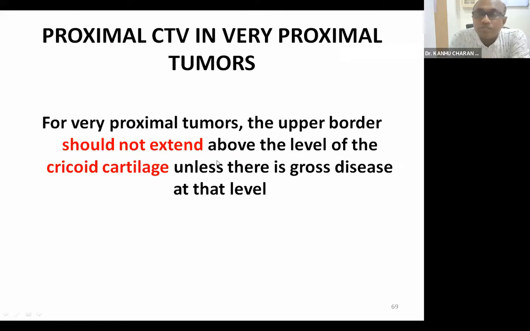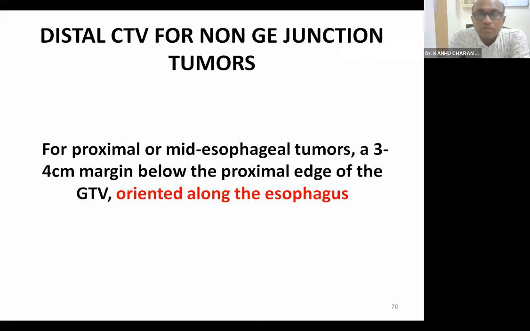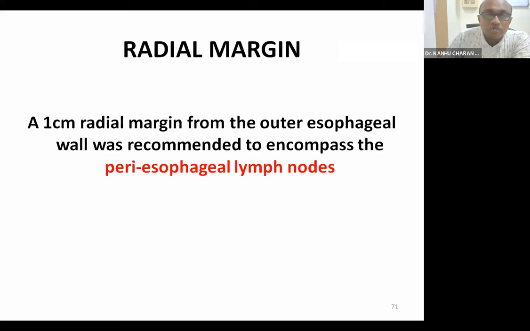Now the proximal CTV in very proximal tumors: the upper part should not extend above the level of the cricoid cartilage unless there is cricopharyngeal involvement. Suppose you are planning for a cervical or upper esophagus and you give a 3 to 4 centimeter margin, and it is going above the cricoid cartilage, no need to take above the cricoid cartilage. Distal margin should be oriented according to the esophageal curvature, with a 3 to 4 centimeter margin. Radial margin should be 1 centimeter.